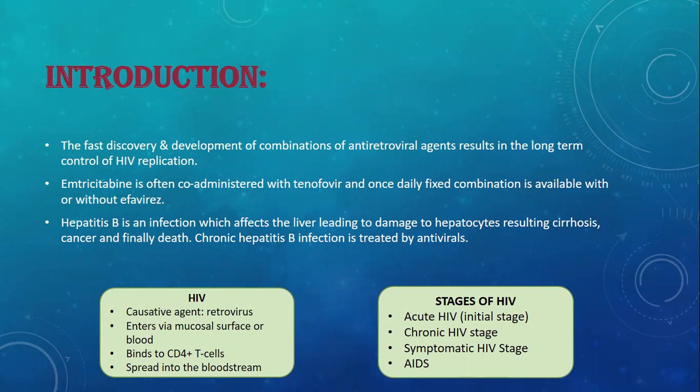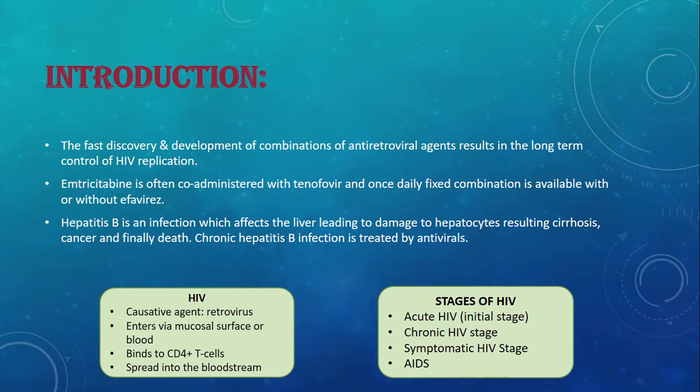As we know, tenofovir and emtricitabine is an antiviral therapy active against HIV and hepatitis B virus, so we must know about hepatitis B and HIV first. Hepatitis B is an infection which affects the liver, leading to damage to hepatocytes, resulting in cirrhosis, cancer, and finally death. Chronic hepatitis B infection is treated by antivirals.